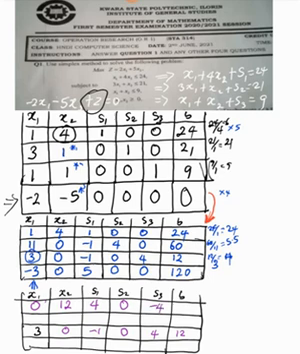Then we have 24 times 3, which is 72, minus 12 is equal to 60. Then let's move to the second row now.